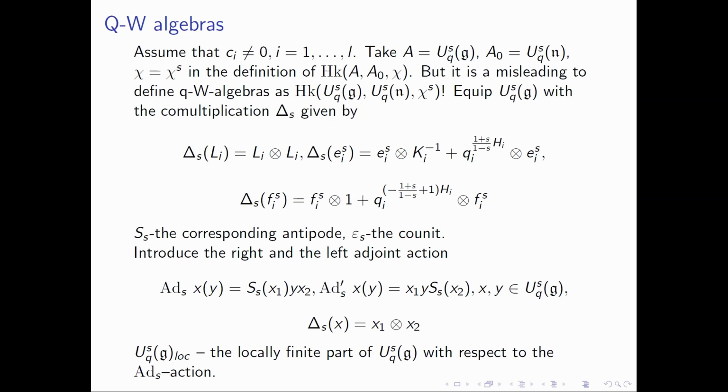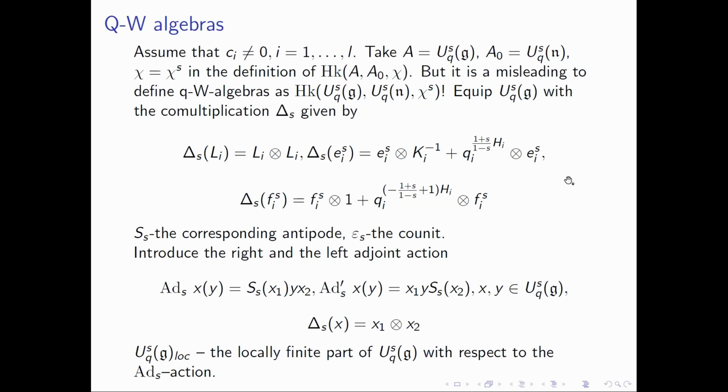Namely, instead of the quantum group, we have to consider the so-called locally finite part of the quantum group. That was introduced by Joseph quite a while ago, and is defined using the co-multiplication. Actually, quantum groups are Hopf algebra deformations of enveloping algebras. So let me define a slightly non-standard co-multiplication on the quantum group.